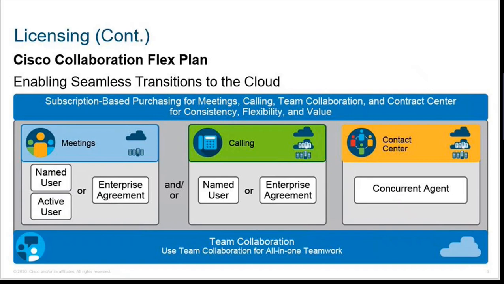So this is the Cisco Collaboration Flex Plan, which enables a seamless transition to the cloud. You can do the migrations, you can upgrade, downgrade, and keep track of the services being used. Based on that, you can use your Flex Plan. It is subscription based, from Cisco. It can provide different services or functions, like meetings, calling, team collaboration, and contact center, for consistency, flexibility, and value. Here we can see the different advantages or features of it: meetings, calling, contact center.